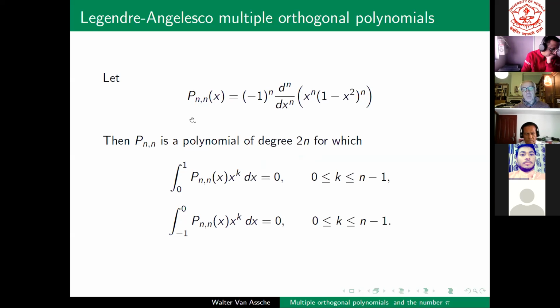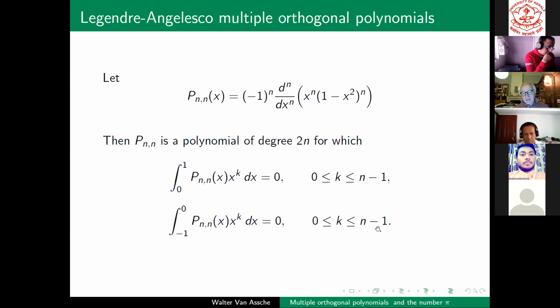It's going to be a polynomial of degree 2n, because this is of degree 3n, and I take a derivative n times, so 2n will be left. And it satisfies some orthogonality conditions. For instance, if I integrate from 0 to 1, which are zeros of this polynomial over here, and multiply by x to the power k, that will give me 0 for every k between 0 and n minus 1. So I have n orthogonality conditions on the interval 0, 1.